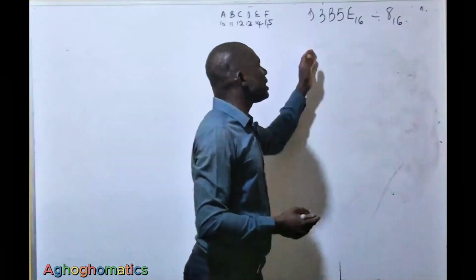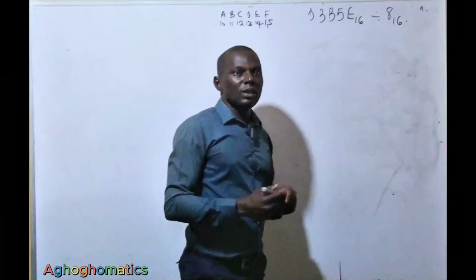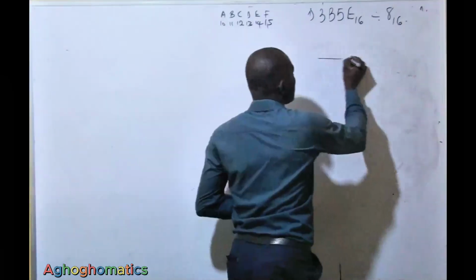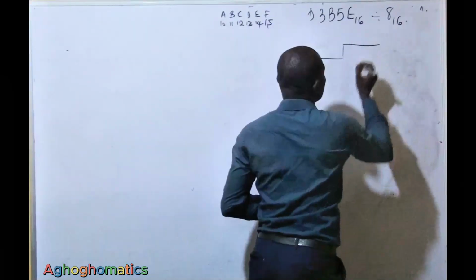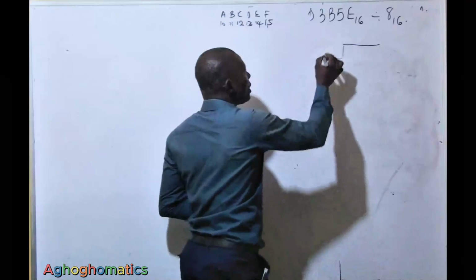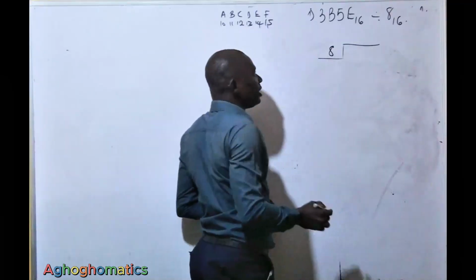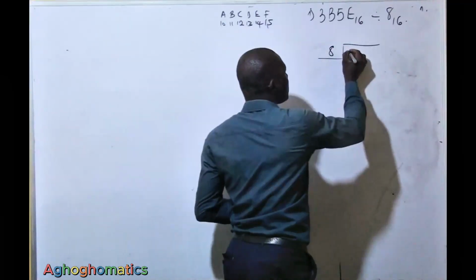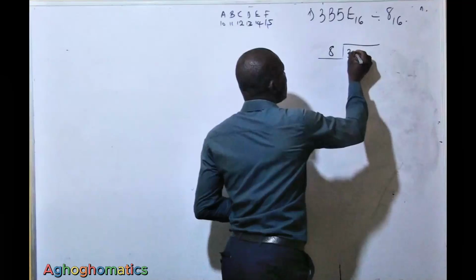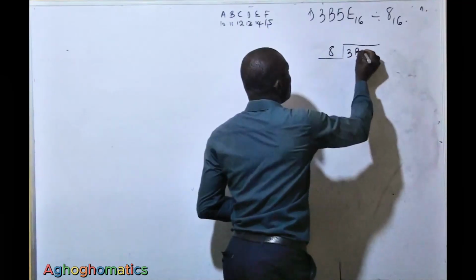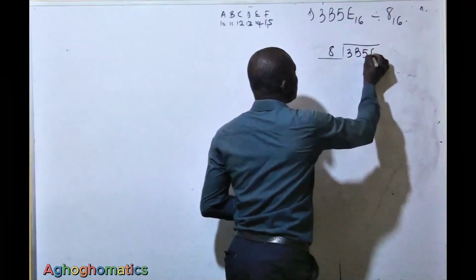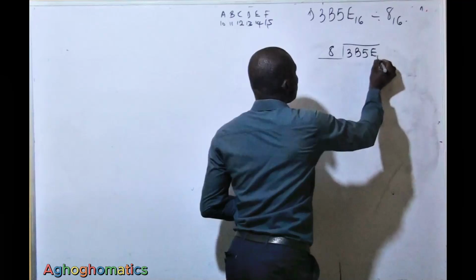Now, how do we carry out divisions in this aspect? That is what we're going to look at in this class. We're going to use the long division approach. Here, the number being divided is 3, B, 5, E in base 16.